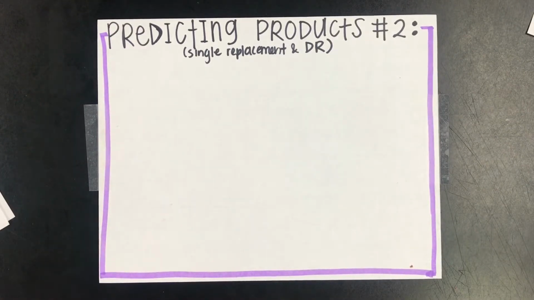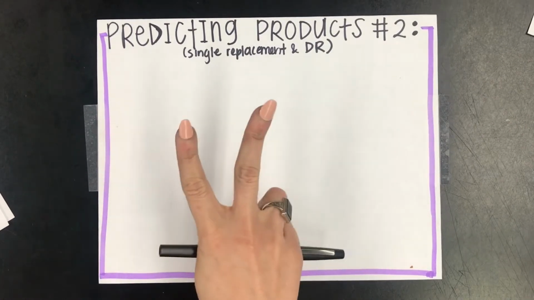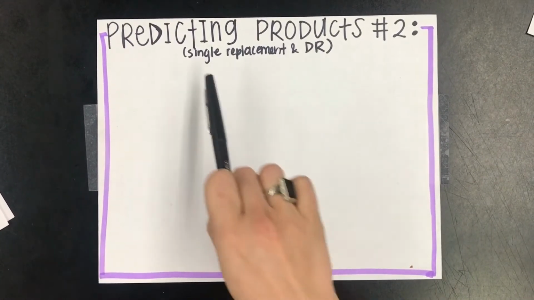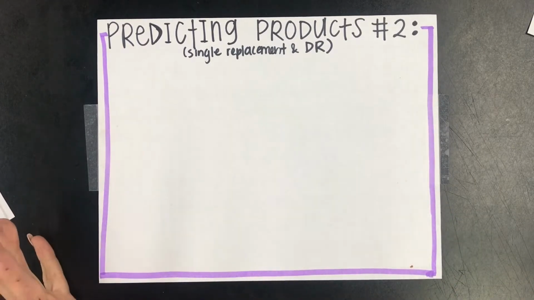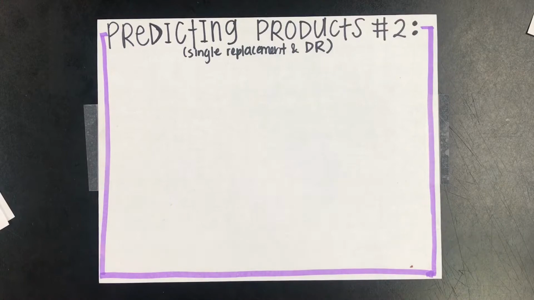All right, so as promised, we have predicting products volume 2. This one we're going to look at single replacement and double replacement. Again, I'm going to preface this by saying these can get a lot more complicated. There are a lot more exceptions and rules and variations. We're sticking with some that are very simple, okay?